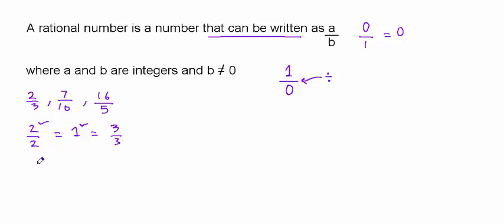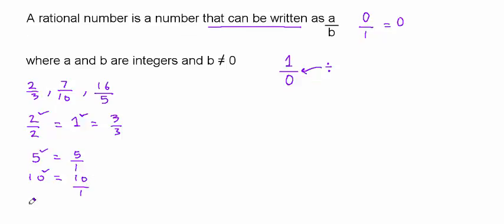How about the number 5? Or for that matter, the number 10, let's say, any integer number. Well, 5 can be written as 5 over 1. 10 can be written as 10 over 1. And 1 is not equal to 0. Therefore, they are both rational numbers. In fact, all integer numbers are rational because you can always write a number as the number over 1.